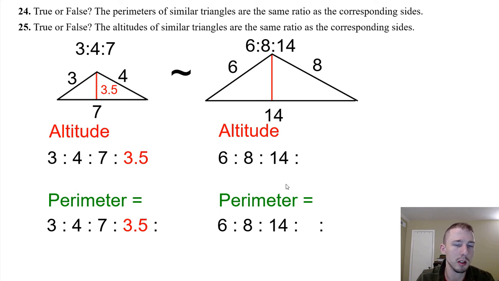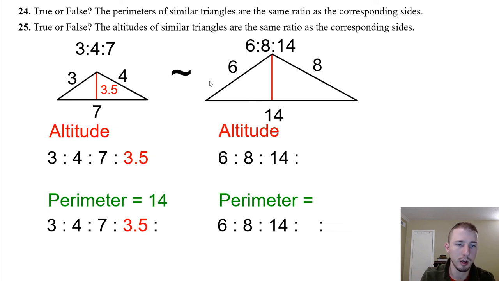24 and 25 can be a little bit tricky. These are just theory questions. So we have two triangles that are similar. They ask true or false: the perimeters of the similar triangles are the same ratio as the corresponding sides. So the perimeters, when we add up all the sides. So if I add up all the three sides I have here, 3, 4, and 7, that's going to leave me with 14. So the perimeter is 14.